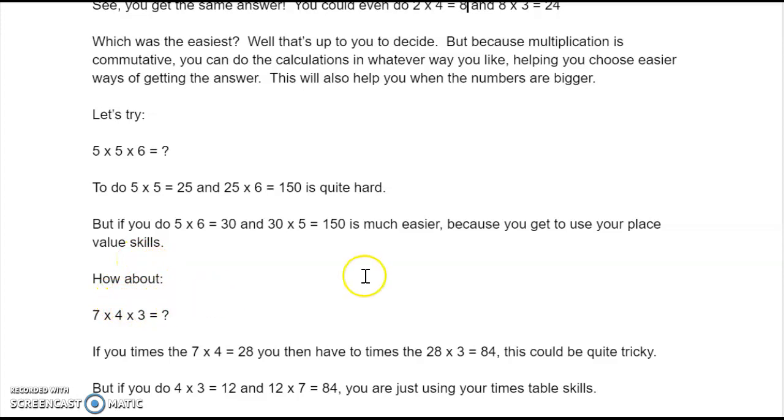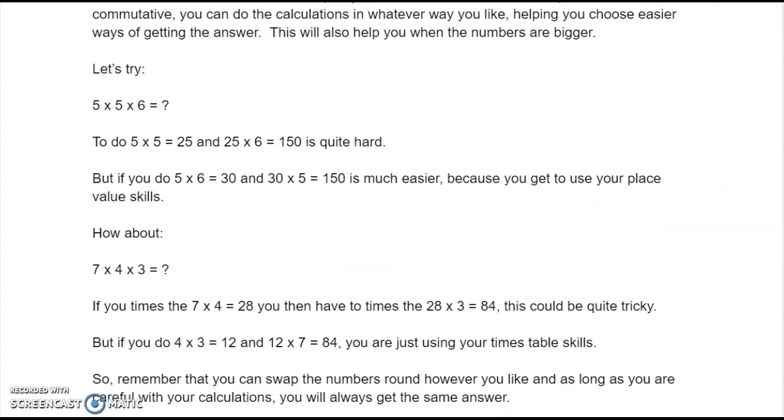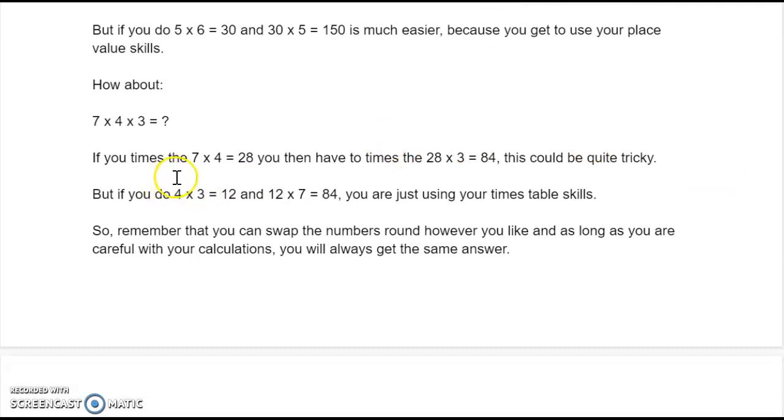How about 7 times 4 times 3? If you times the 7 by 4, you get 28. But then you have to multiply 28 by 3. And that could be a bit tricky in your head to get 84. But if you do the 4 times 3 first to get 12, and then 12 sevens, you're just using your times table skills to get the 84. 12 sevens are 84. So remember that you can swap the numbers around however you like. And as long as you're careful with your calculations, you'll always get the same answer.